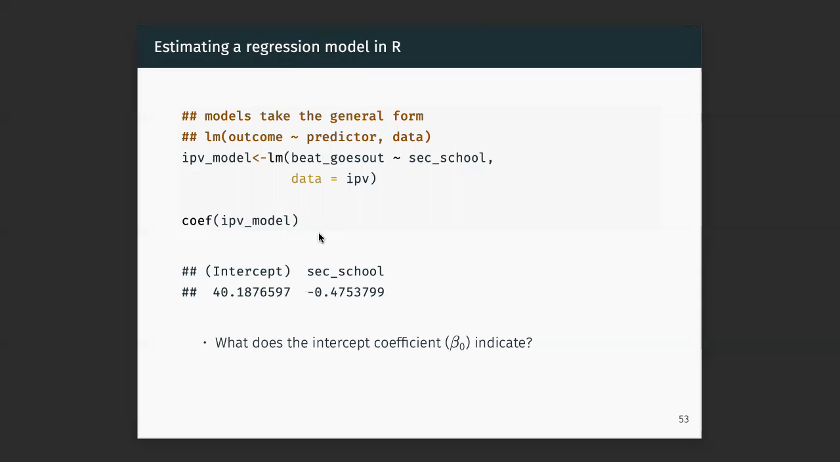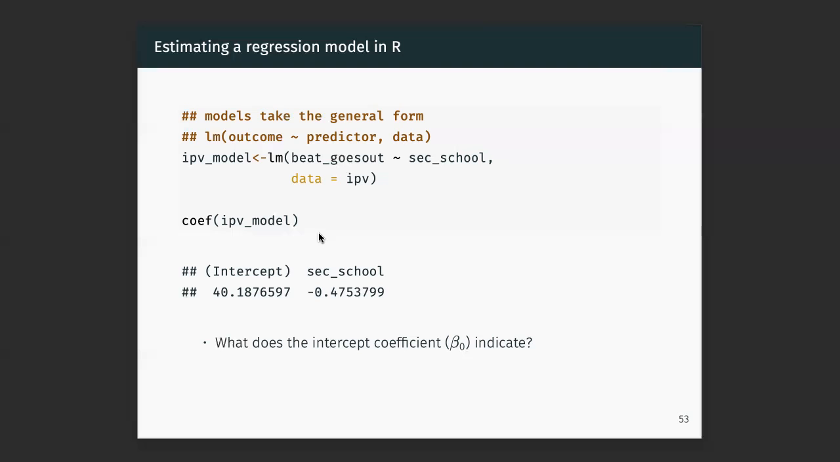When secondary schooling is 0, our regression model predicts that tolerance for intimate partner violence on this measure will be 40.2. So when women in a country on average have no exposure to secondary schooling, we expect the tolerance to be about 40.2. That's what the model tells us.